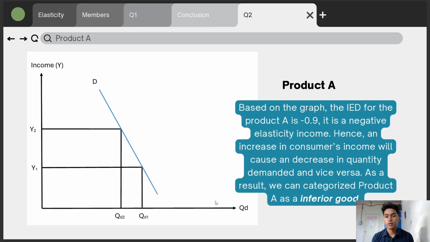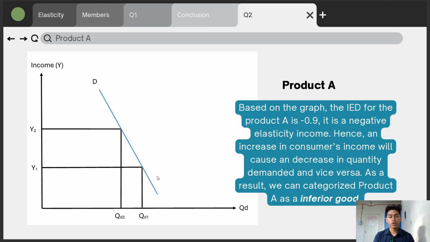So this is our graph for product A. Based on the graph, we know the IED is negative 0.9. It is a negative income elasticity. So when consumer income increases from Y1 to Y2, it will cause a decrease in quantity demanded. As income rises from Y1 to Y2, the quantity demanded decreases from QD1 to QD2, and vice versa. So based on the graph, we can categorize product A as an inferior good.